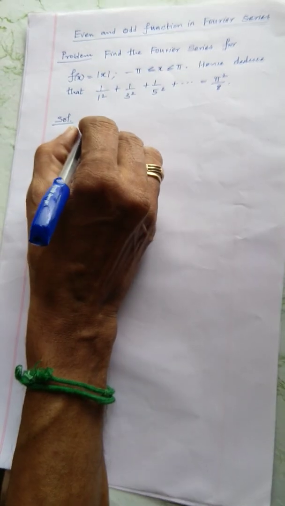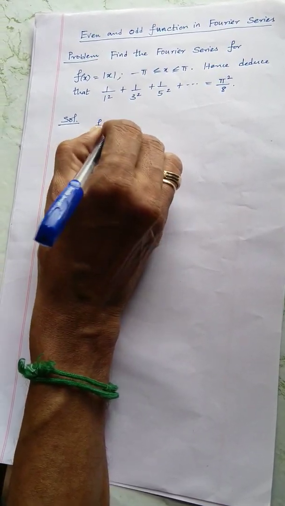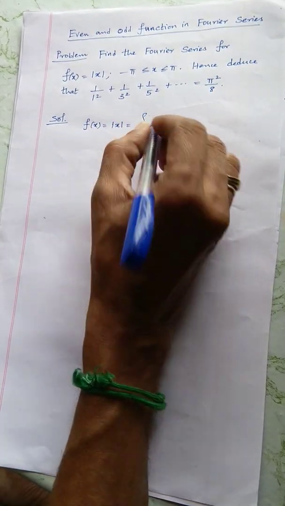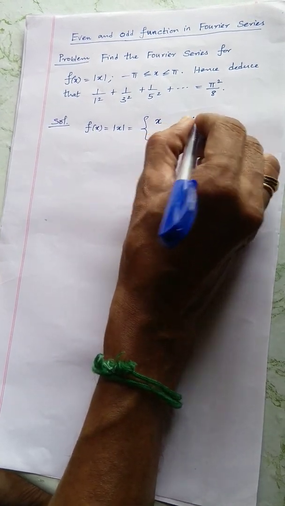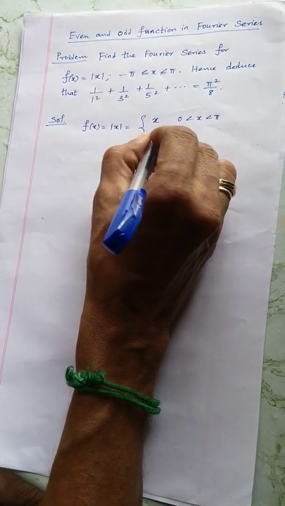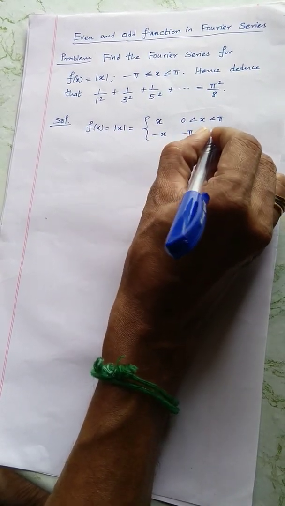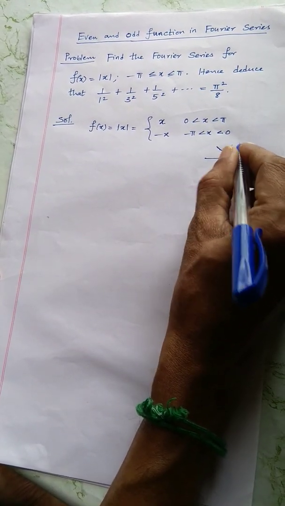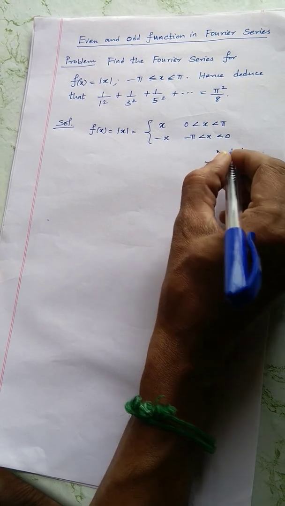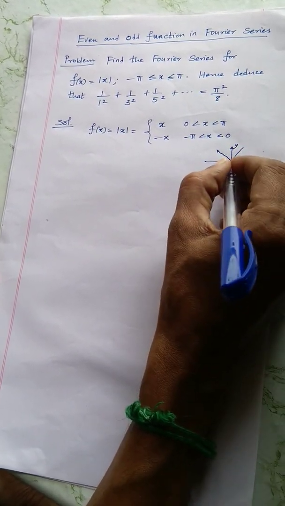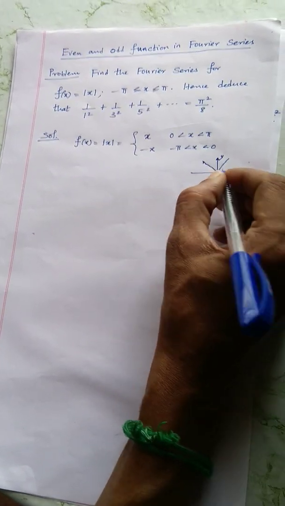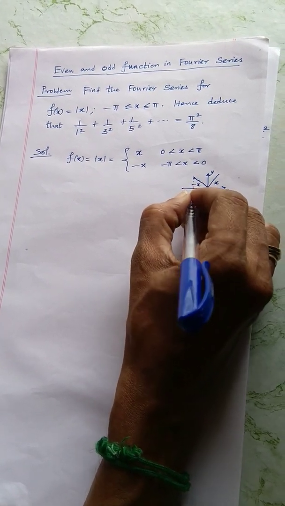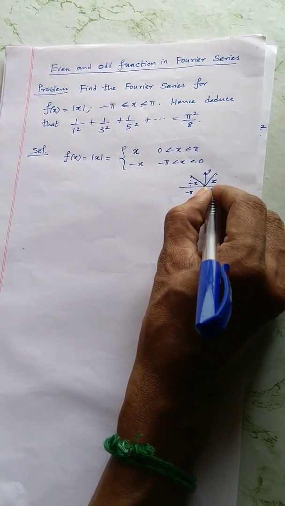In this case we want to check what type of function f of x equal to modulus x is. You know how to define the modulus function. The function is x in the positive side, and the function is minus x in the negative side. You know the graph of the function is at 45 degrees from the x-axis and 45 degrees from the y-axis. It passes through the origin. This side is the function x and this side is minus x. So our interval is restricted to minus pi to plus pi.